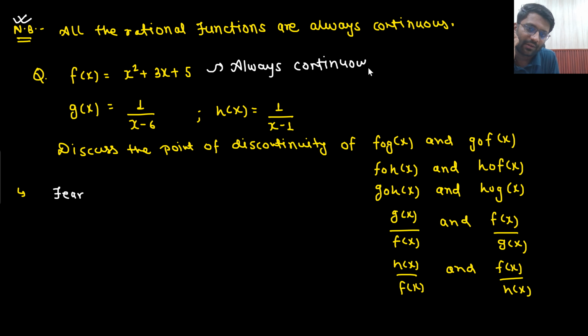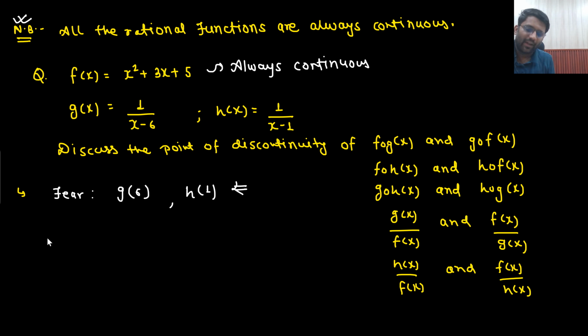He has no fear. Does g(x) have a fear? Yes sir. What fear does g(x) have? Sir, the denominator becomes 0. That means g(x) has a fear of g of 6, and h(x) has a fear of h of 1. If the denominator becomes 0, then there is a fear. That means x equals 1 is a fear, x equals 6 is a fear. So these two are the fears. Is that clear to you?